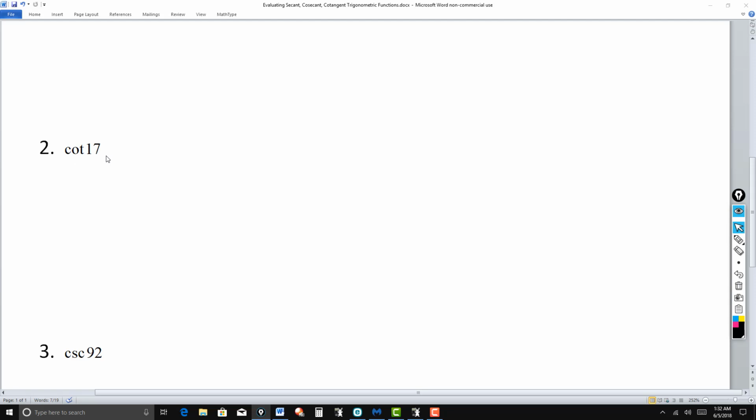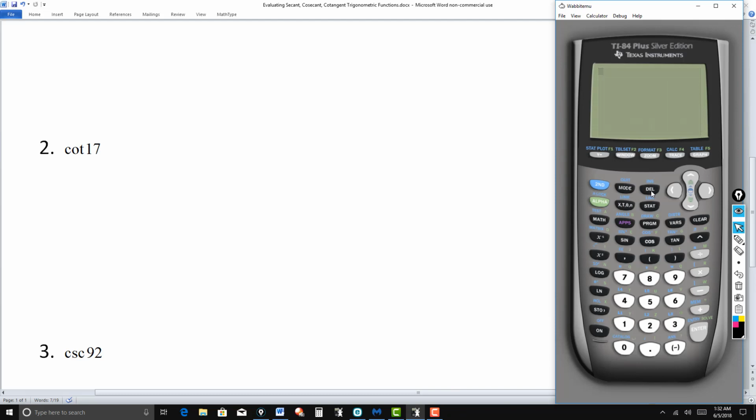Here I have cotangent of 17, and the third one is cosecant of 92. Notice it doesn't have a unit there. If it doesn't have a unit, that's radian. So again, I could just set the calculator to radian mode, or I could attach the little r there for radian. But since both of them are radians, let's just go to the mode again, and then change this to radian. Hit enter here. Now it's in radian mode.